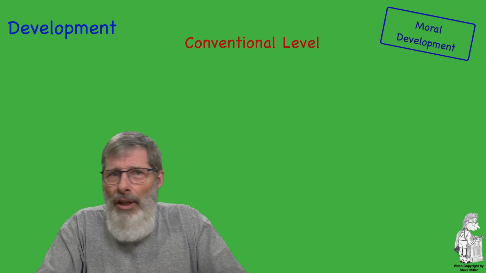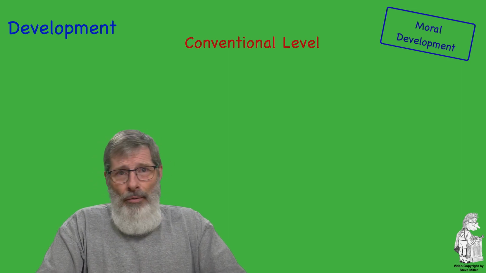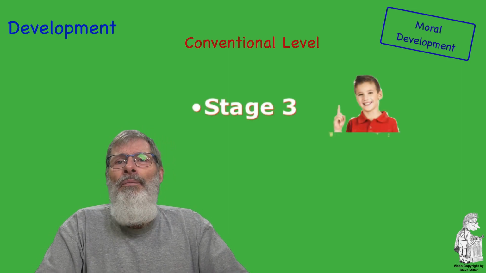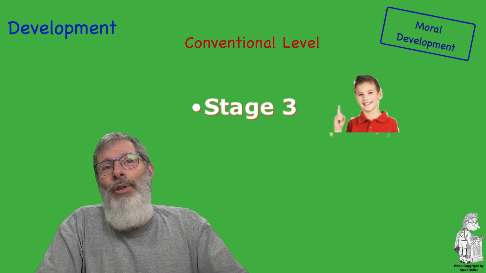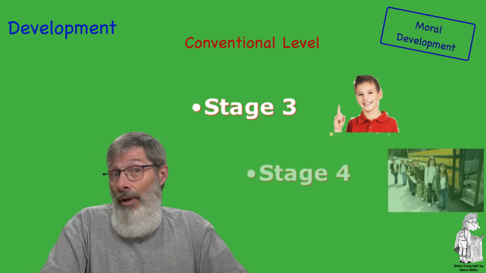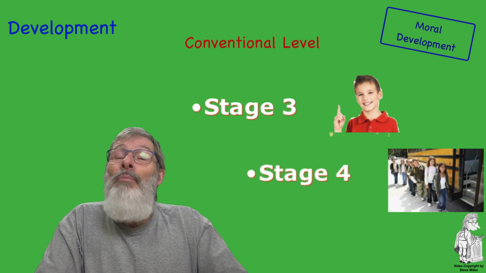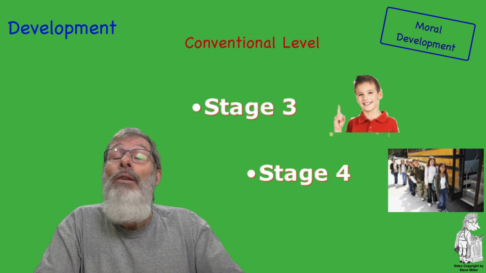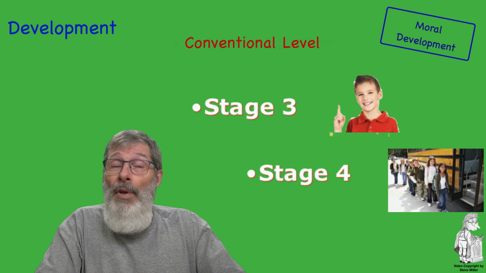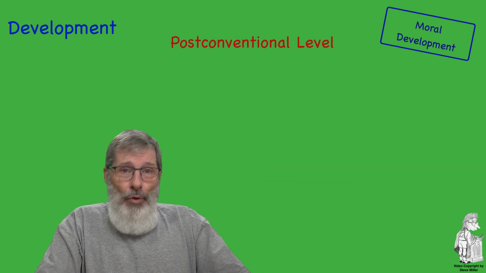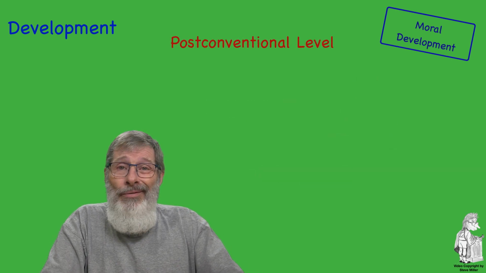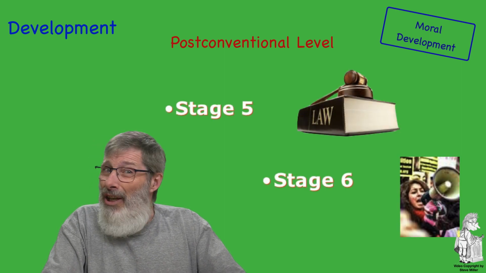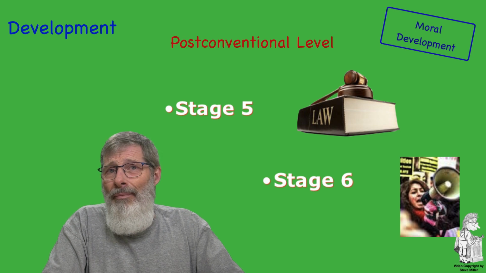Familial right or wrong, religious right or wrong, societal right or wrong. So stage 3 would be moral behavior is that which meets the expectations of others. And the fourth stage is that moral judgments are based on rules that maintain the social order. The last grouping is the post-conventional level. Stages 5 and 6 of moral reasoning become much more complex.